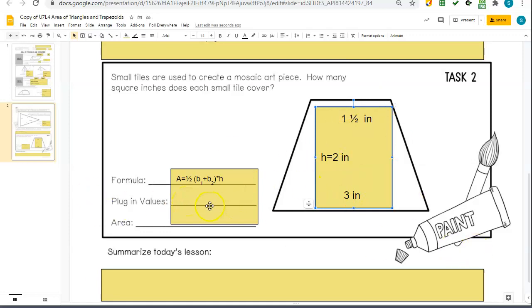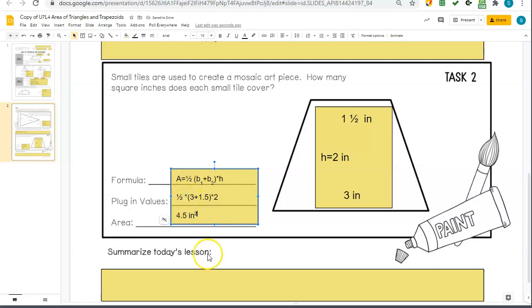These two are our bases, so go ahead and try to fill it in. Now I'm going to convert the inside part to a decimal. So I've got 1/2 times (3 plus 1.5) times 2. The multiplying by 1/2 and by 2 are going to cancel each other out, because that's just 1. So really my answer is just 4.5 inches squared.